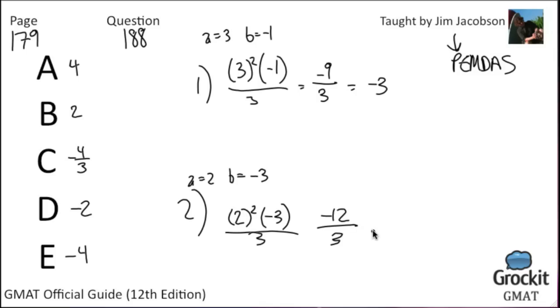Denominator stays the same. -12/3 is the same thing as -4. Answer choice E.